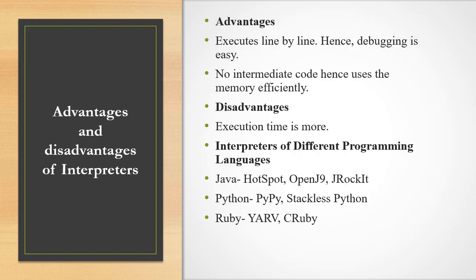Now let's move to the advantages and disadvantages of interpreters. As you can see, interpreters execute line by line, hence debugging is easy, and no intermediate code, hence uses the memory efficiently. As interpreters execute line by line, it takes more time, which is a disadvantage. Java, Python and Ruby are interpreters of different programming languages.